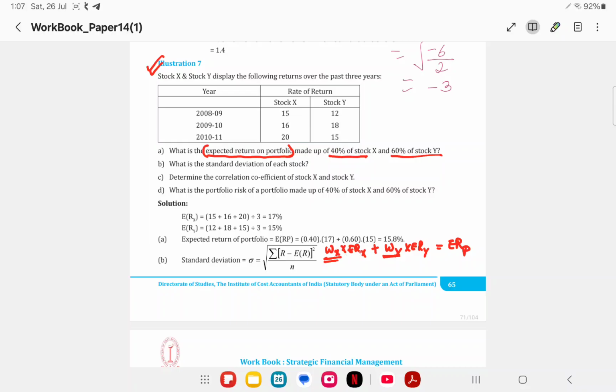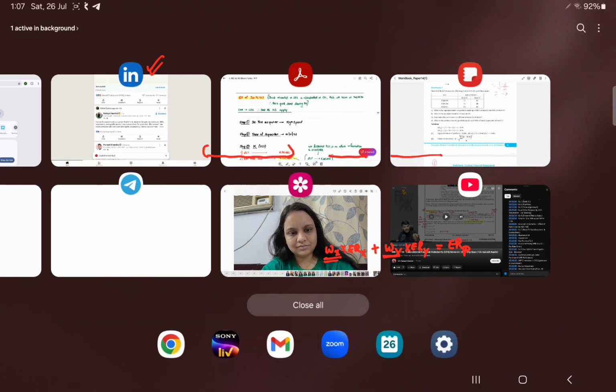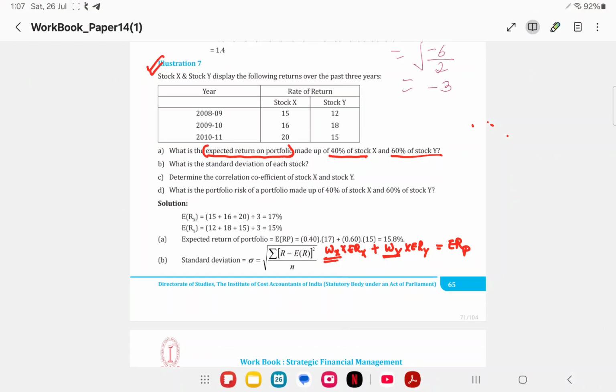So how will you calculate the expected return on X? Let's start once again. Here the returns for 3 years are given, so you will calculate the average of all three, a simple average. So the expected return for X will come. Similarly we will calculate for Y, so the expected return on Y will come.